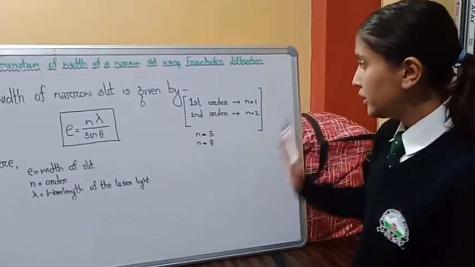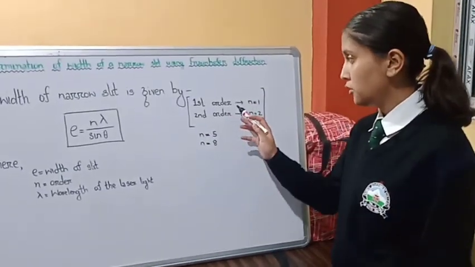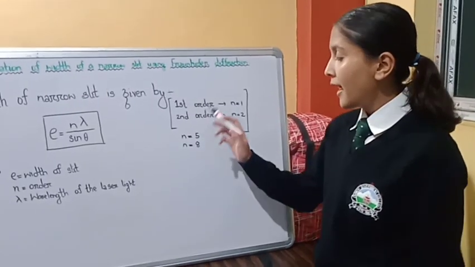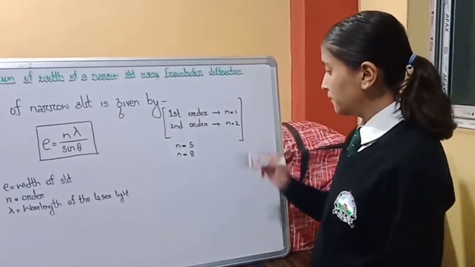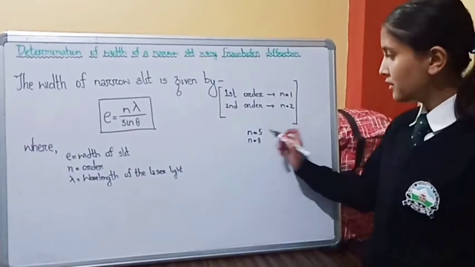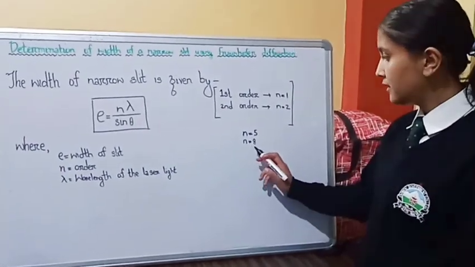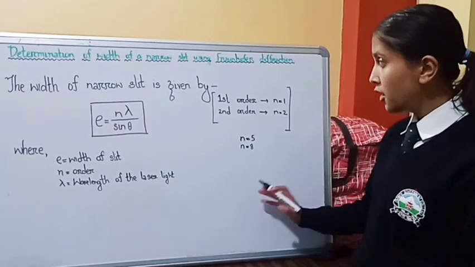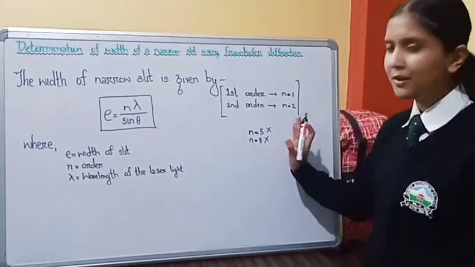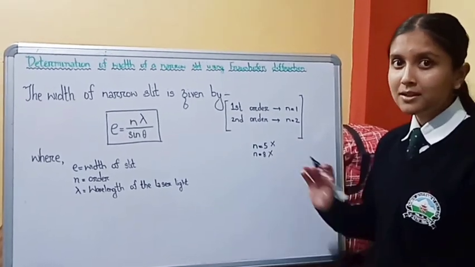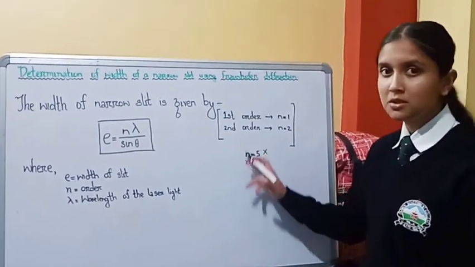So if we are doing this experiment for first order, we write n = 1, and if we are doing it for second order, we write n = 2. We also can have orders like n = 5, n = 8 or so on. But we don't use these orders experimentally because they are very narrow and dim and it is very difficult for us to determine their distances.